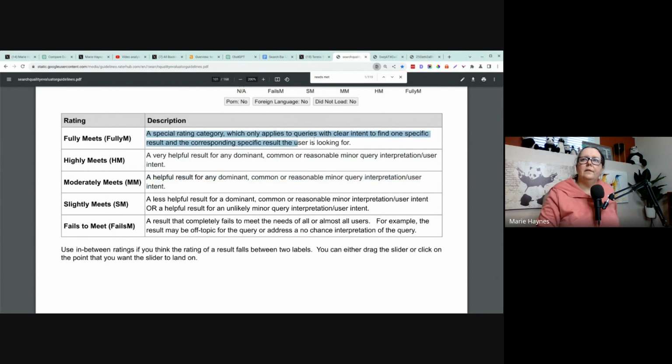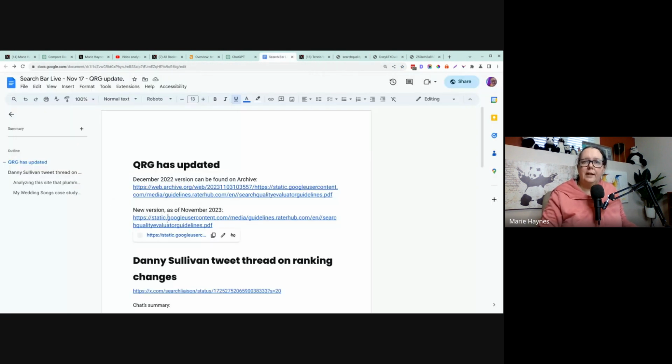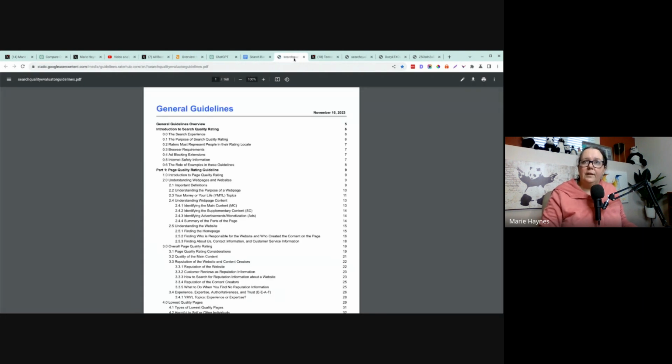This top one used to say a special rating category which only applies to certain queries and results. Now it says only applies to queries with clear intent to find one specific result. Okay, that's new. Before, you know what, I'm going to pull up the old one so I can show you guys. Cyrus posted some side-by-side images of changes. Oh, that would be good too. Well, I'll include that in the notes.